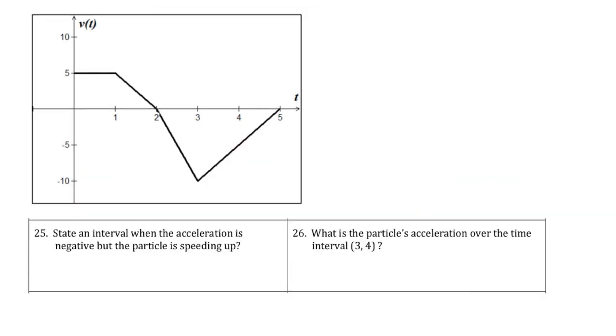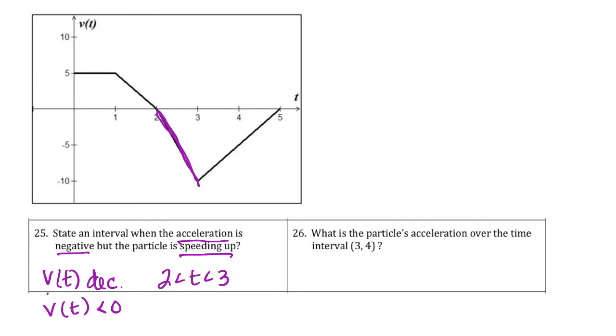Number 25, state the interval in which the acceleration is negative. So I'm going to stop there. Acceleration is negative. Well, then that tells me that velocity is decreasing, but the particle is speeding up. So that means velocity and acceleration are working together. So I know where velocity is decreasing, but I also need to know where velocity is negative. So where are we negative and also decreasing? And that very quickly we can see that's going to be from 2 to 3.